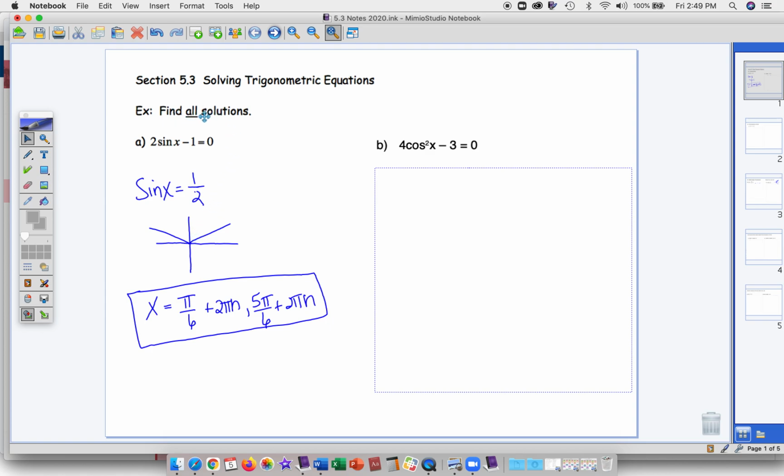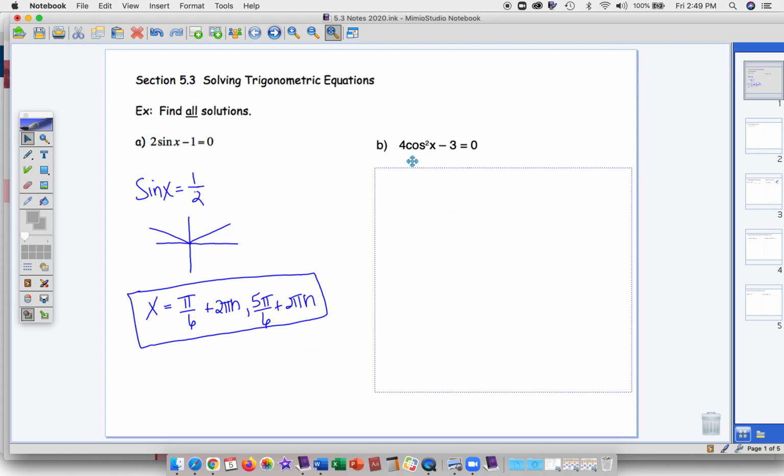But when the instructions say all solutions, remember there are infinitely many angles. If I keep going around the circle in either direction, that would have that same sine function value. So we sum that up by adding on a multiple of 2 pi n. Remember, angles that are coterminal differ by 2 pi n. So I have two solutions, pi over 6 plus 2 pi n and 5 pi over 6 plus 2 pi n.